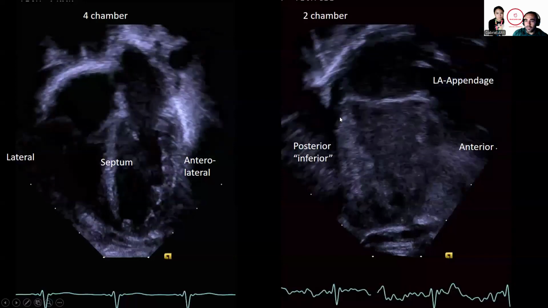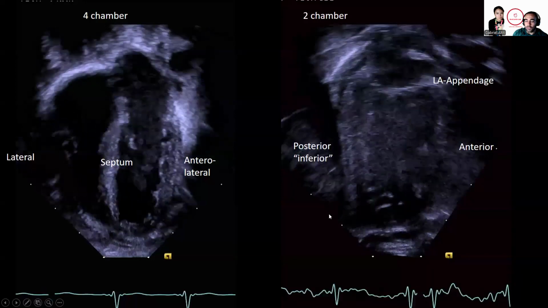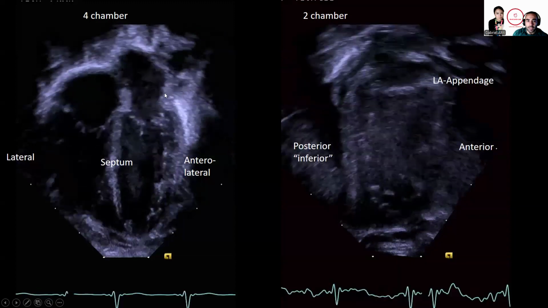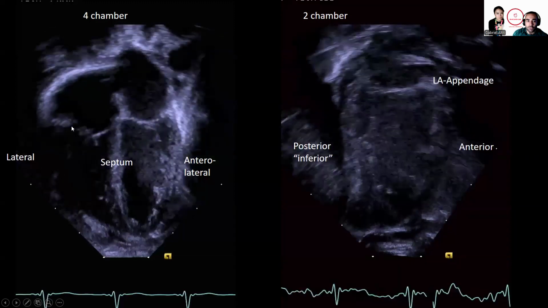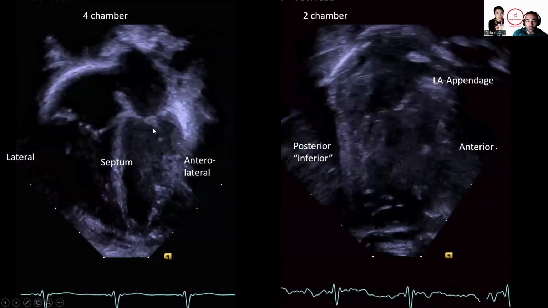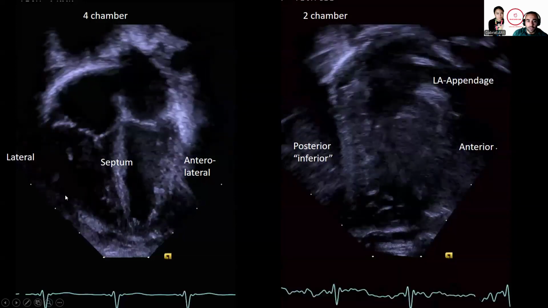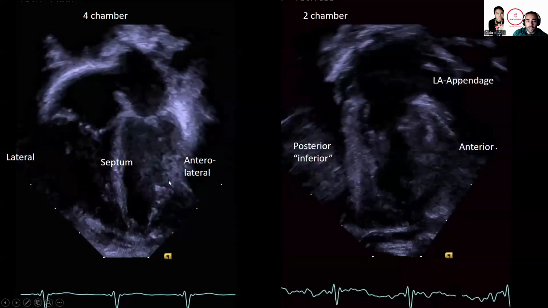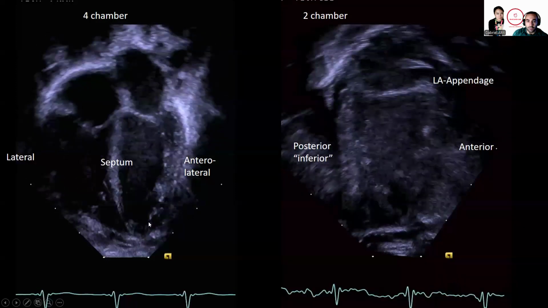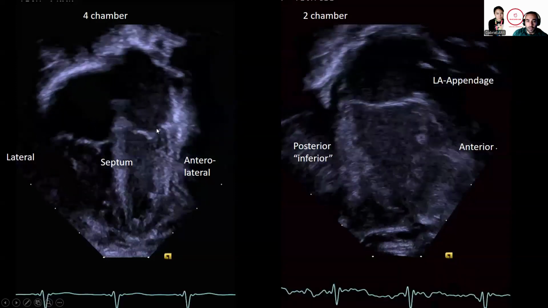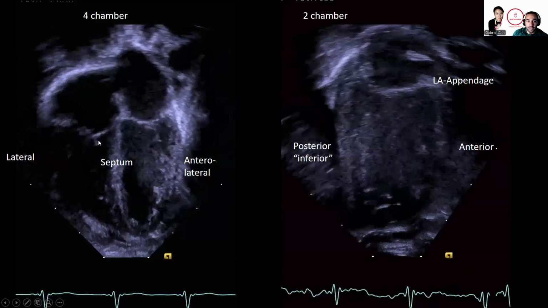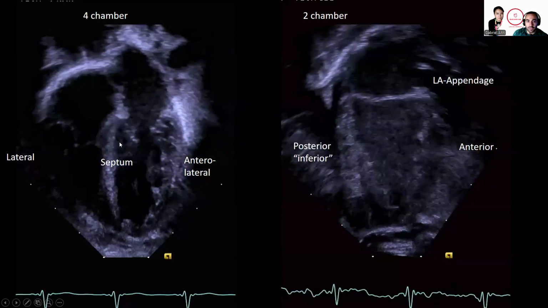And so here you have your posterior wall and your liver. In the 4-chamber view, you have your right and left atrium, right and left ventricle. You can see your tricuspid valve and your mitral valve. You can see the lateral wall of your RV, and you can see the anterolateral wall of the LV, and you can see the 2 mitral valve leaflets and 2 of the tricuspid valve leaflets with the septum in the middle.